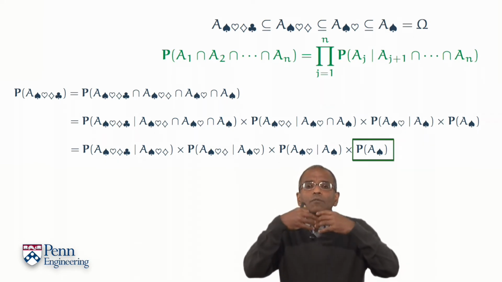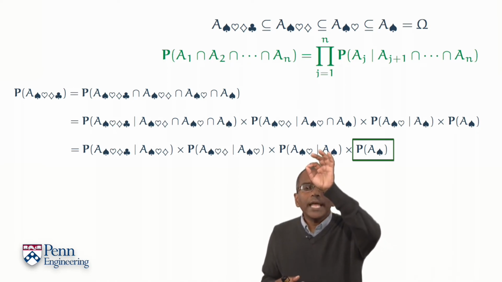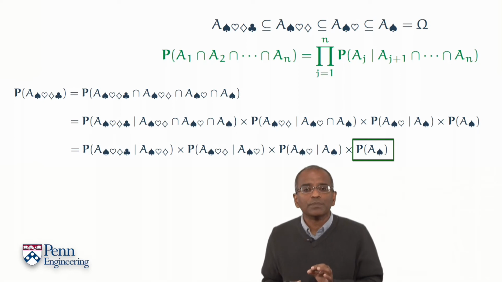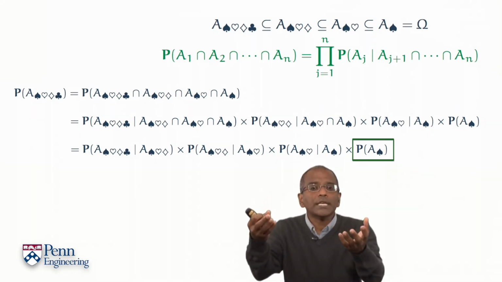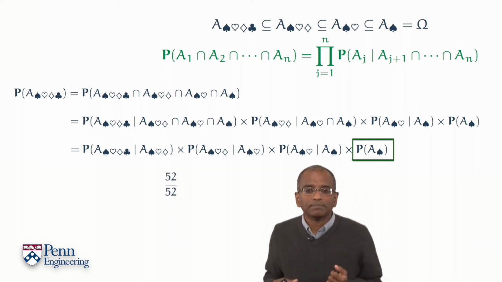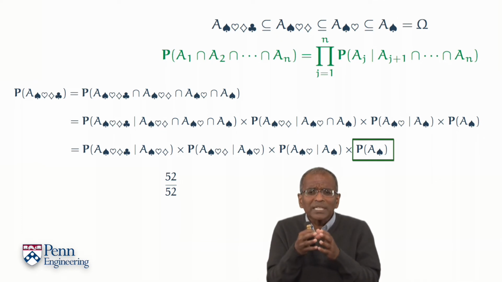Because of the combinatorial symmetry in our probability measure, the ace of spades is equally likely to be in any one of those 52 locations. And therefore, the probability of the ace of spades is just 52 divided by 52, or 1. Okay, that looked easy. Let's take a look at the next one.